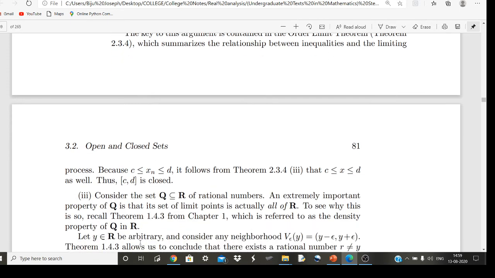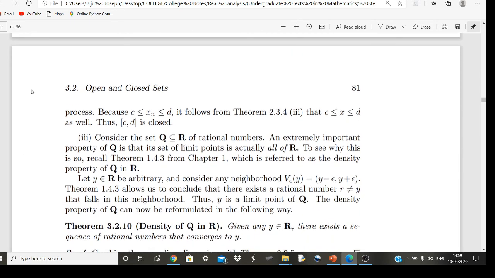Okay, now we will go to the next example, example number 3. Here we consider the set Q of rational numbers as a subset of R. Now we want to find the limit points of Q. So we actually get that every point of R is a limit point of Q. So for that we let y, an element of R, be an arbitrary number. Now we consider an epsilon neighborhood V epsilon of y. It will be the open interval (y minus epsilon, y plus epsilon).